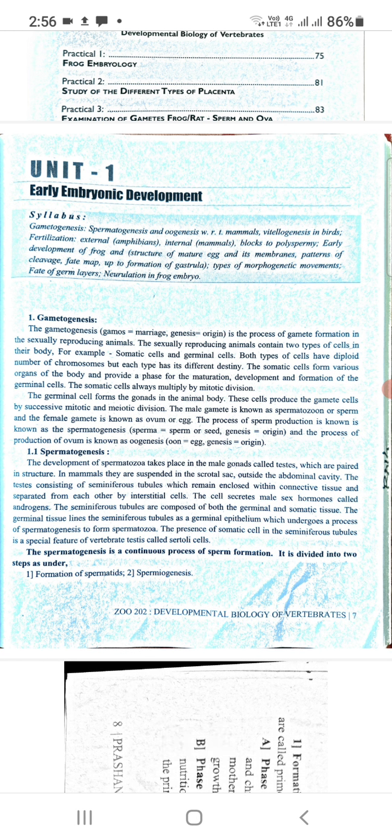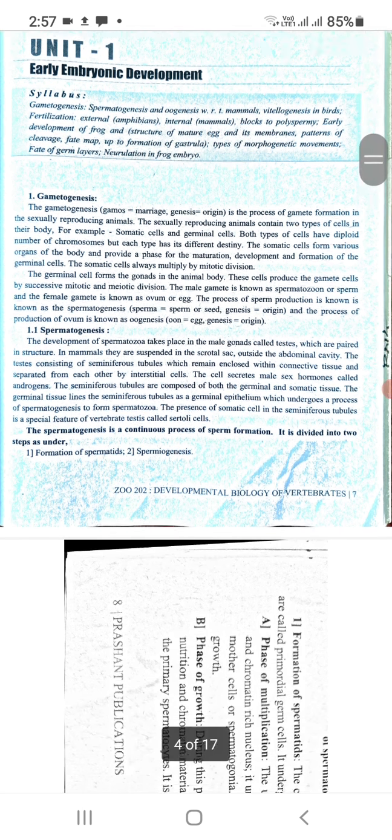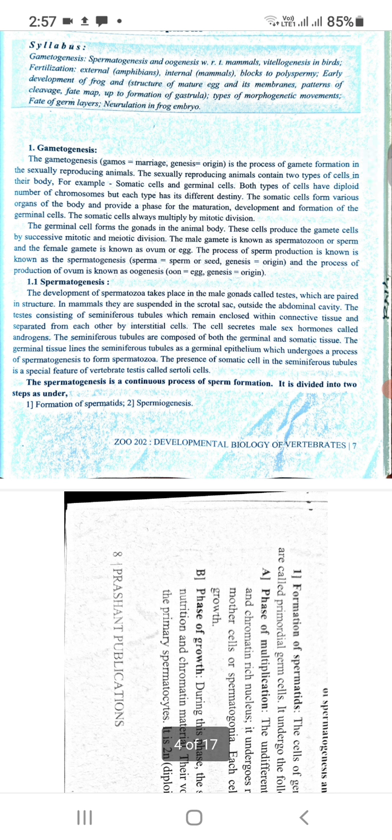Gametogenesis. Gamete means male gamete and female gamete. The male gamete is the sperm and the female gamete is the egg. The formation of egg and sperm is called gametogenesis. That is, formation of gametes is called gametogenesis. Gametogenesis is divided into two parts, that is spermatogenesis and oogenesis.